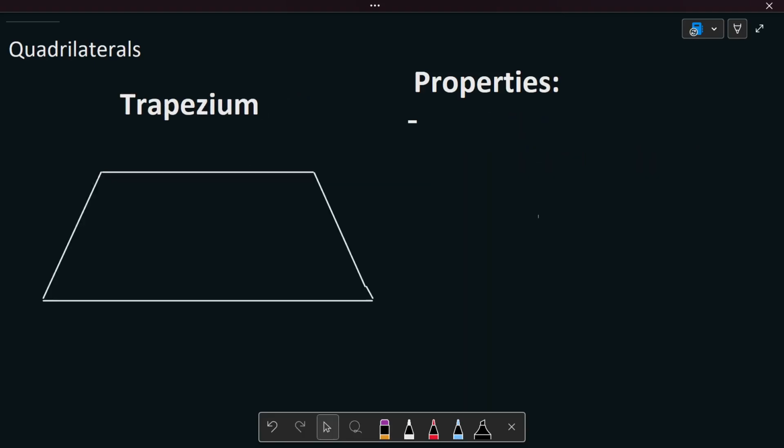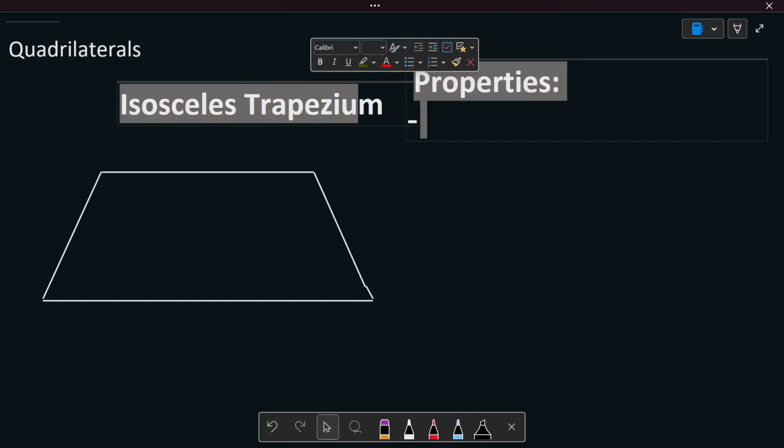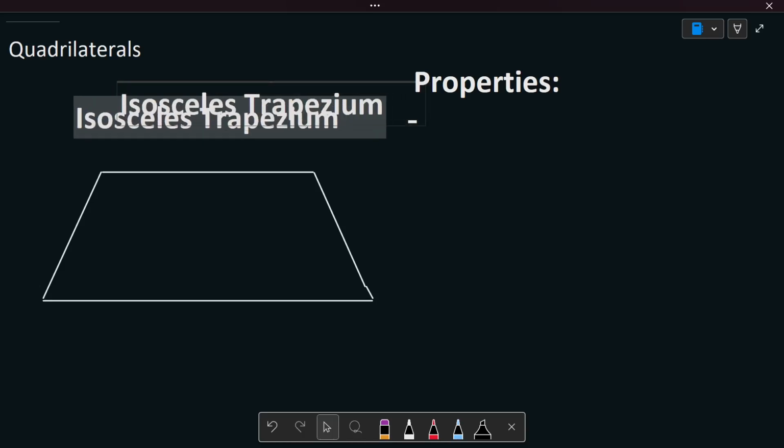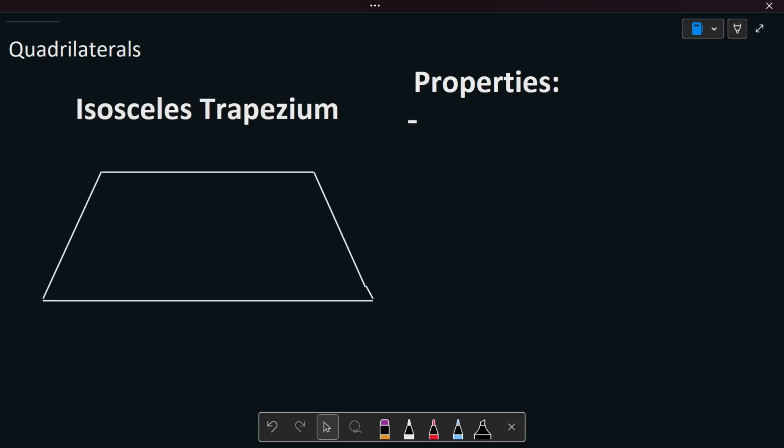So the next thing we have is a trapezium. Now take note, there's actually two types of trapeziums that we have. Okay, hold on. Let me actually just do this one first. So the first one we have is an isosceles trapezium. Okay, so this is our isosceles trapezium. Now I'm going to show you why this is an isosceles, and I'm going to use reference to the isosceles triangle, which we already know about.